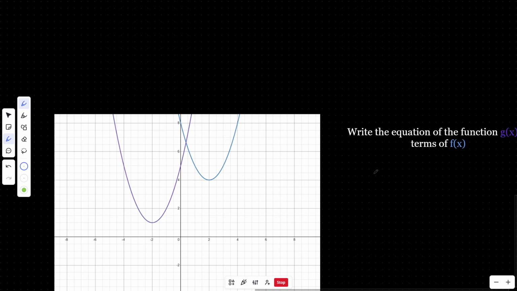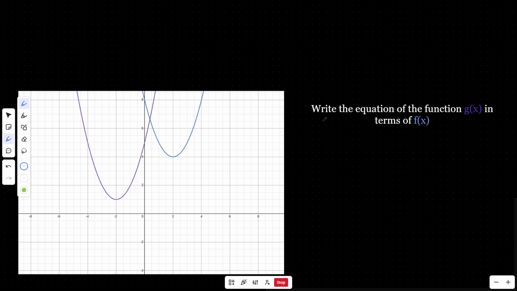So we have another question here, and this one asks us to write the equation of the function g of x. So the function g of x is this one right here, in terms of the function f of x, and f of x is right here. So basically, in other words, what this question is asking us is to say what transformations must be applied to the function f of x so that we arrive at g of x. So in other words, we're going to write g of x in terms of f of x.